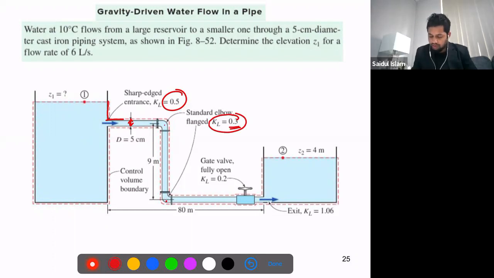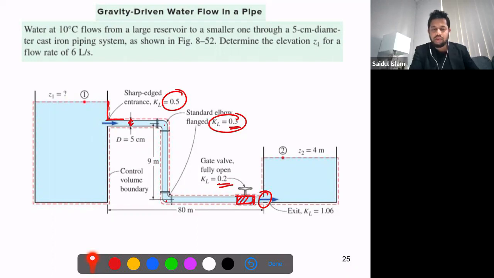We have a valve here. For this valve, we know it is fully open, 0.2. And we have one outlet. So we'll get minor loss for all these sections: one, two, three, five. All the minor losses are here. So I believe you understand. Now we'll solve this question.